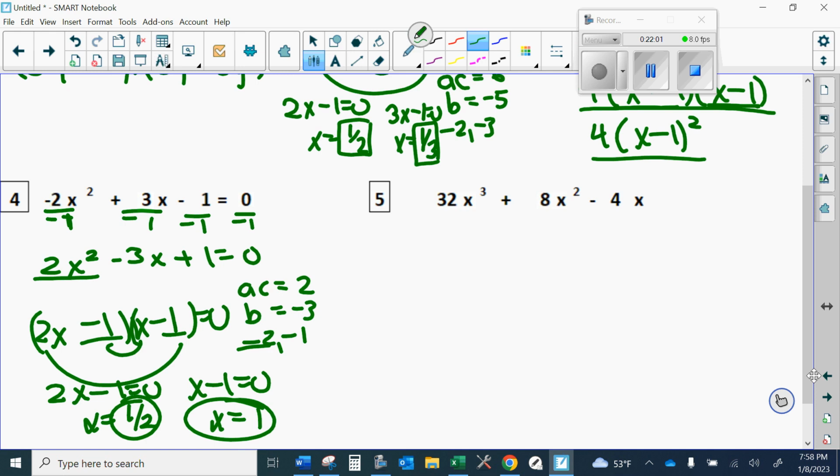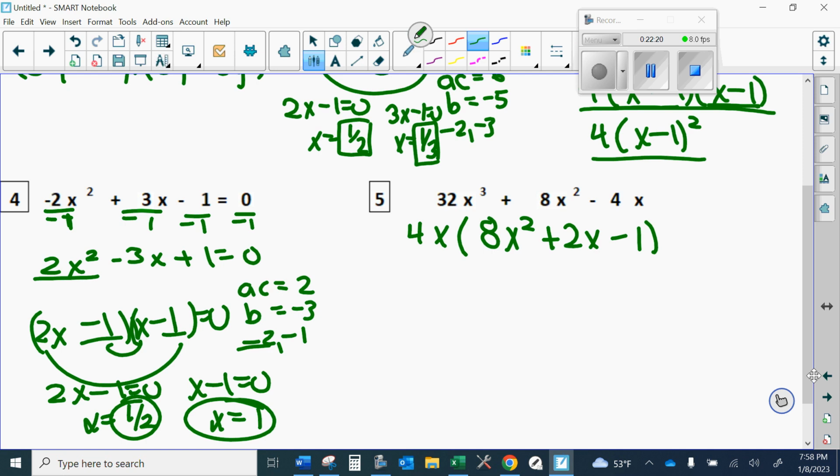Okay. Last one. Again, I'm not going to have to solve it like I did in the last step of setting each factor equal to 0 because there's no equal sign. I just factor it only. So is there a GCF to take out? Yes, there is. 4x. What am I left with? 8x squared plus 2x minus 1.